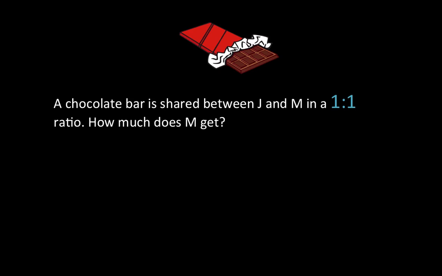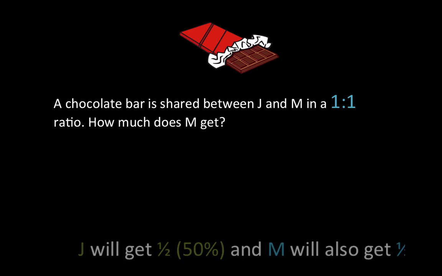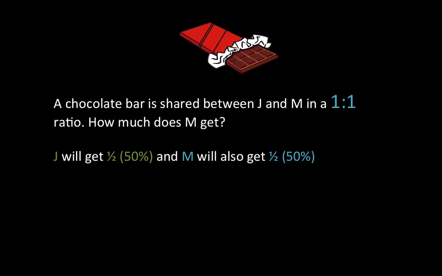Well, sometimes ratios can be a little intimidating. So let's go back to the basics. A chocolate bar is shared between J and M in a 1 to 1 ratio. How much does M get? Now your brain is already wired to understand this ratio. And without doing any calculation whatsoever, most of us would say that J will get a half or 50% and M will also get a half, 50%. Our brain can calculate 1 to 1. We are wired like that.